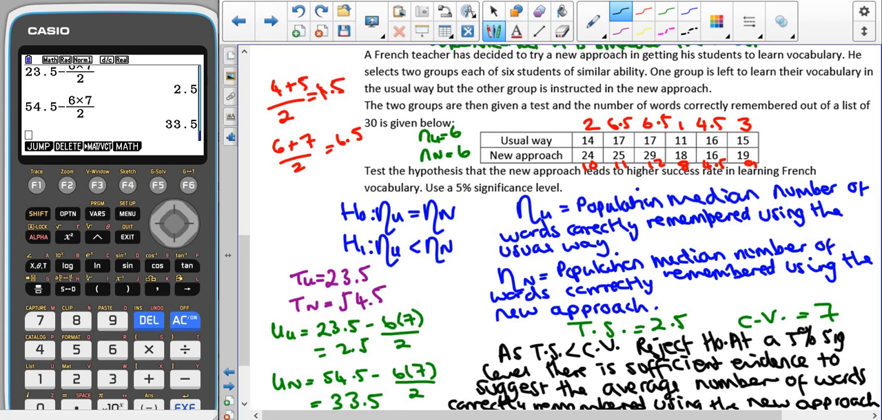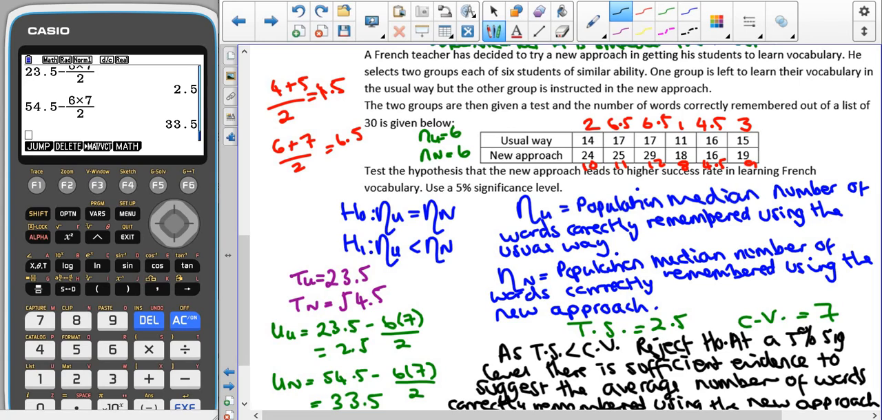Again, we choose the smallest of these two to be our test statistic, which is 2.5. The critical value we get from the formula booklet. Again, it's 1 tail 5%, and this time we have 6 in each group, so we're going across from 6 and down from 6, which gives us 7.